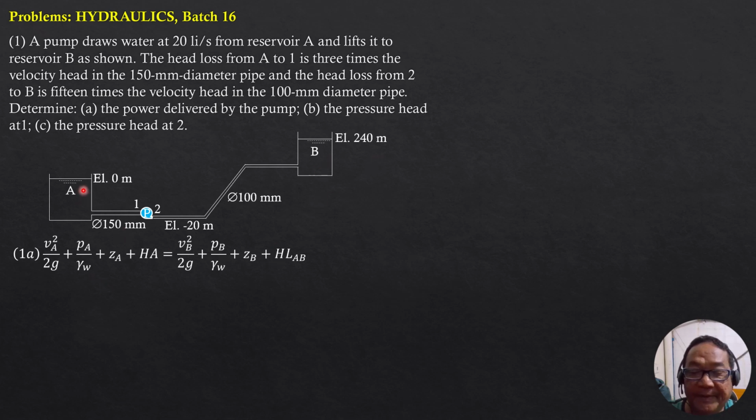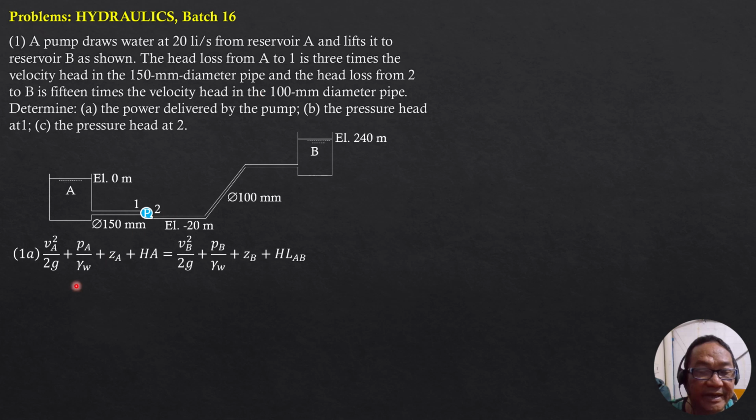By the way, if the points are chosen to be points on the liquid surfaces in the reservoirs, velocity head is negligible or zero, pressure head exposed to atmosphere is zero, and for elevation head, we choose the datum to be at elevation zero. That's arbitrary. It's up to you. So this is zero, head added, then velocity head at B zero, pressure head zero, elevation head 240, then head loss from A to B as mentioned here. It consists of head loss from point A to 1, the suction side of the pump is point 1, plus the head loss from 2 to B as mentioned here.